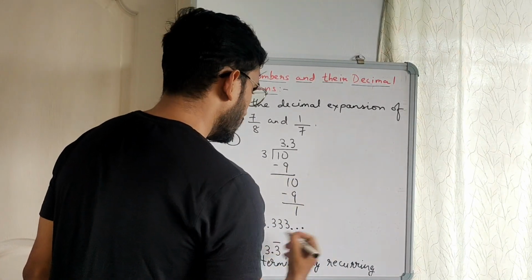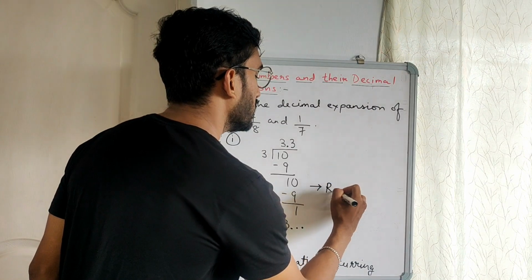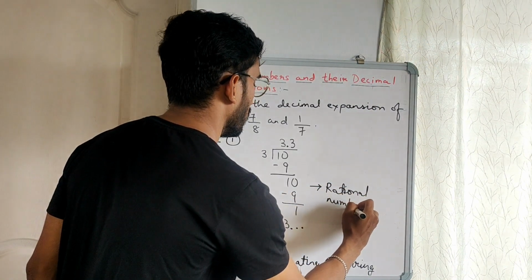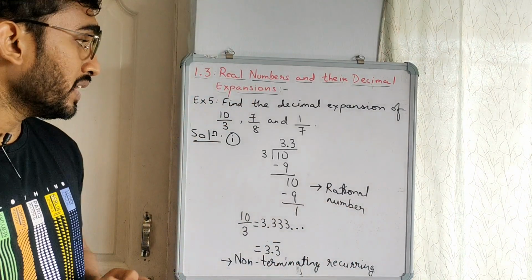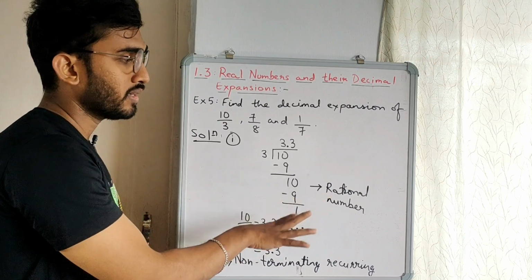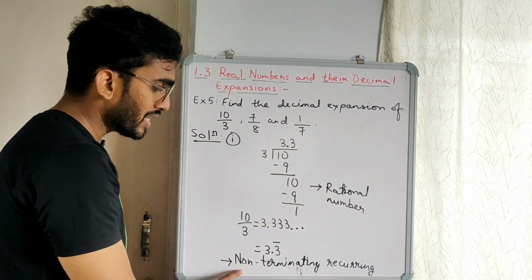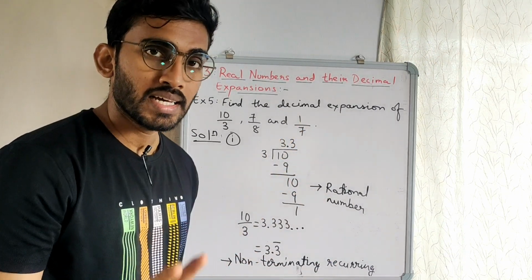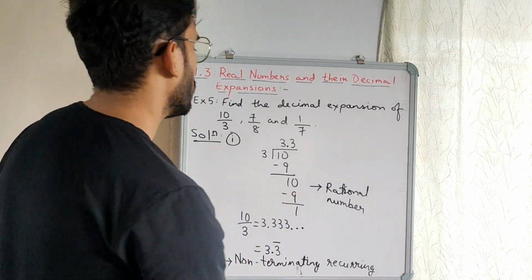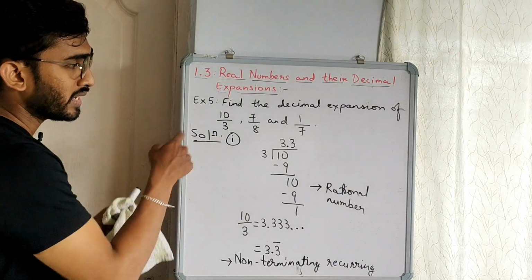So after this point, write down below that the number is a rational number. So here we did the 10 upon 3 and we understood the decimal form, and we concluded that when the decimal form is non-terminating recurring, it will be considered as a rational number. Now let's go for the next division.